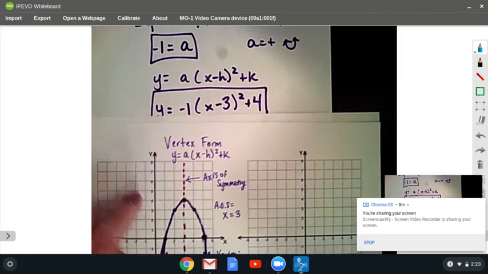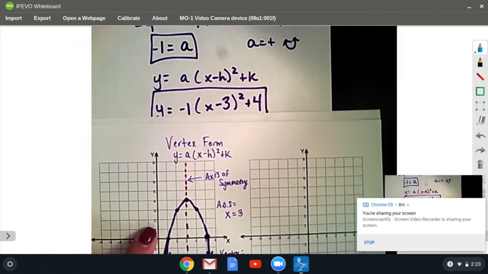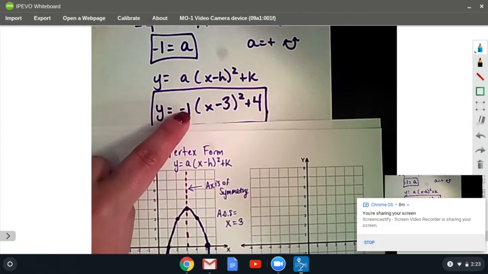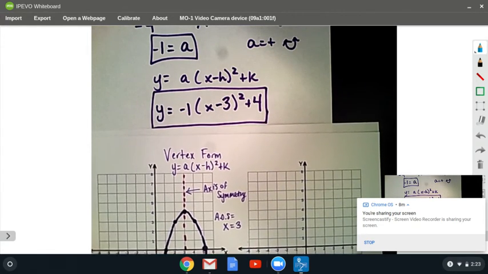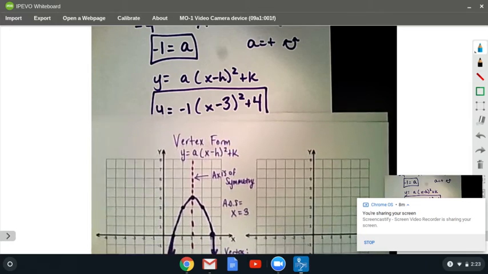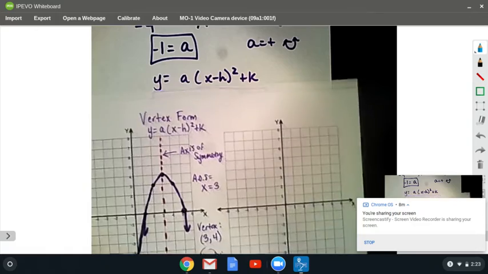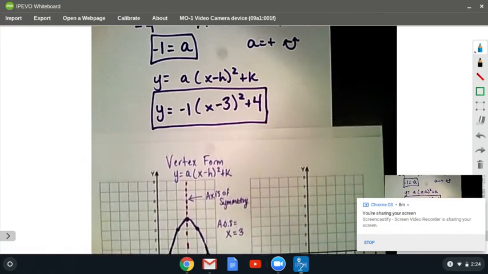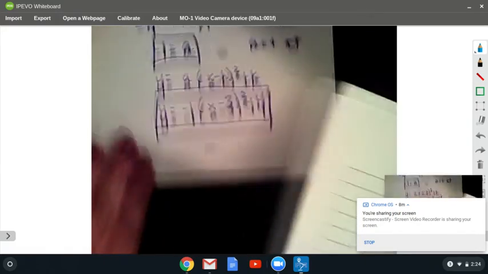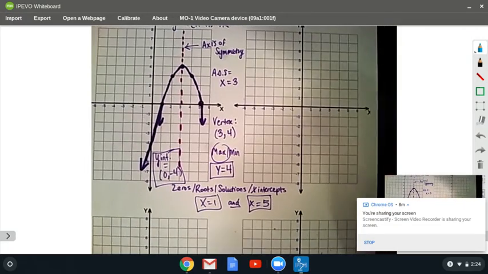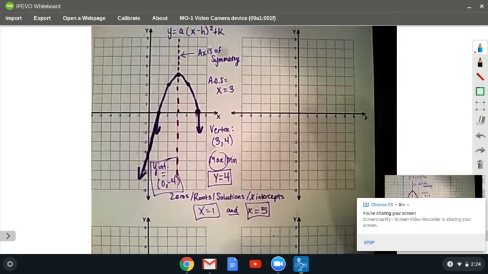Now we have an equation for the graph from the beginning. So this is the equation to that graph. You see my vertex 3, 4. Negative makes it face down. And from here, I could find my y-intercept if I plugged in a 0 as well. So that was just a little review of the last day I saw you guys in class. Hopefully this helps you to do your assignment for today.